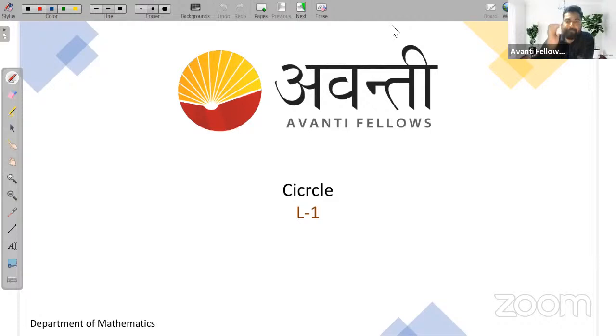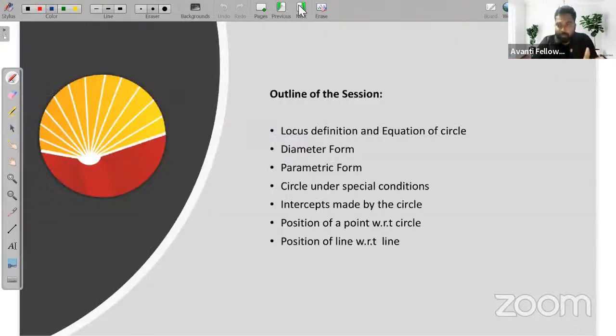So in this session, what are the concepts we are going to cover? First thing is locus. We'll first see the locus definition of circle and also the equation of circle. Then we'll learn the diameter form of the circle. If the diameter is given, then how can you find the equation of circle? And also we'll see the parametric form of the circle.